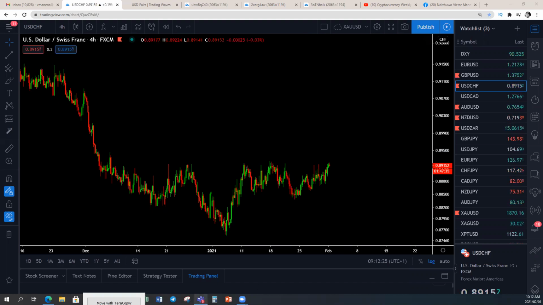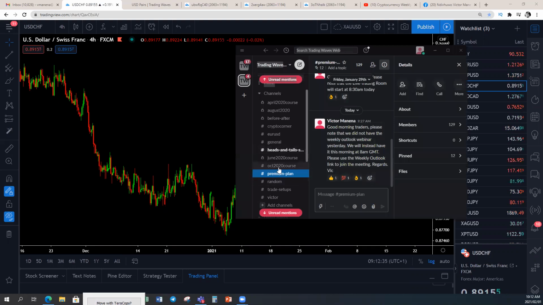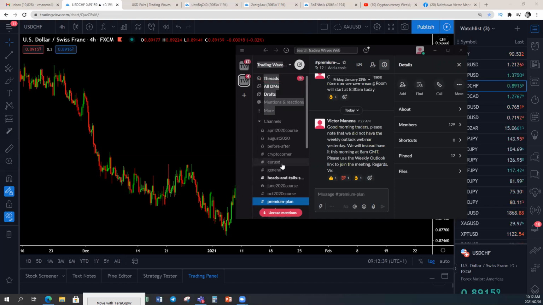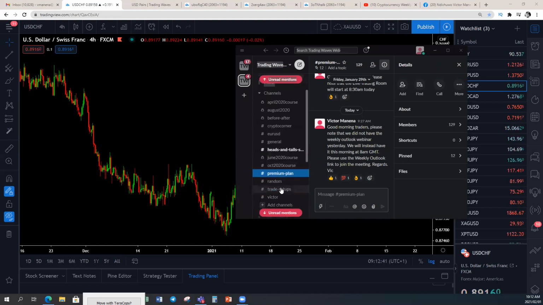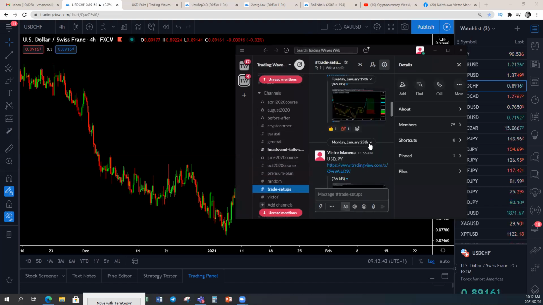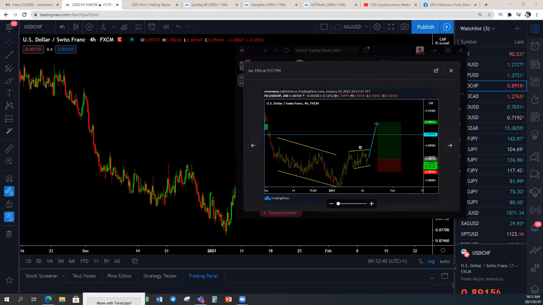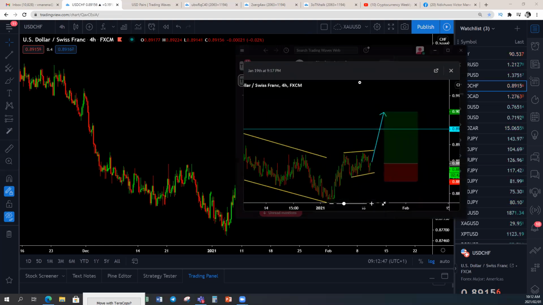Let's just have a look at that trade setup on US dollar chief. Let's just bring it back up here on Slack, so you can see the reasoning behind it. So this is US dollar chief. So US dollar chief, as you can see, we took this one prematurely. Has not gone anywhere for about a week or so, but our stop loss is here.